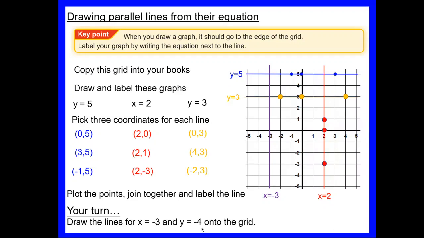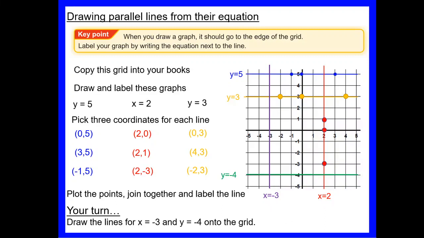For y equals -4, the second coordinate in the brackets should be -4 for each of the 3 numbers that you've chosen. And if you plotted those and drew the line, you would have a line going horizontally along here, and it does go through the point where y is -4. We label that line y equals -4.